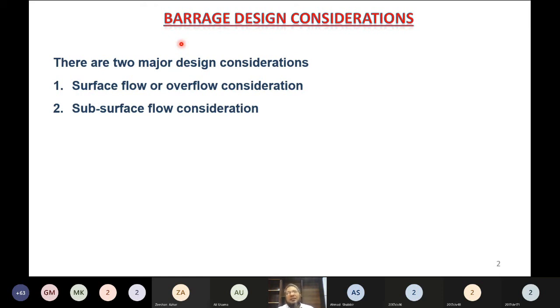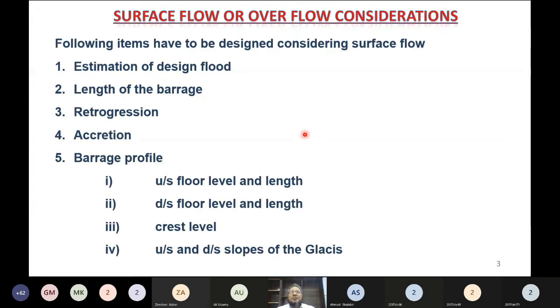So water seeps in the alluvial beds like sand or silt. Under the barrage there is sand or silt, and the water also moves under the barrage. So the barrage should be safe for both considerations, that is the surface flow or overflow consideration and the subsurface flow consideration. But this chapter only deals with the surface flow considerations. Surface flow is also known as overflow. Now we have to take care of these things in case of surface flow considerations.